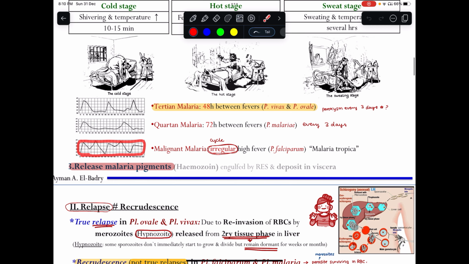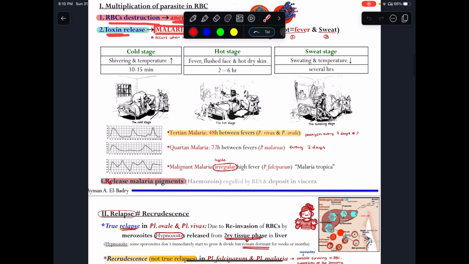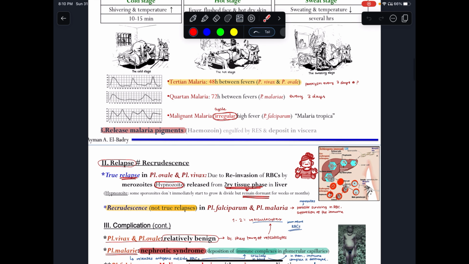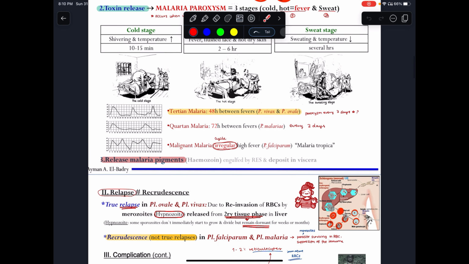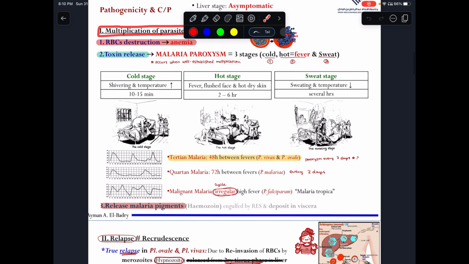Okay, so we said we'll have RBC destruction, anemia, toxin release, which is the malaria paroxysm, and release of malaria pigments, such as hemozoin, and literally they're like brown dots you'll see in other organs because of the destruction of the hemoglobin.